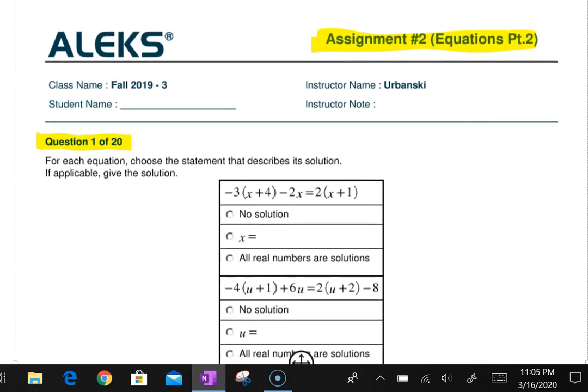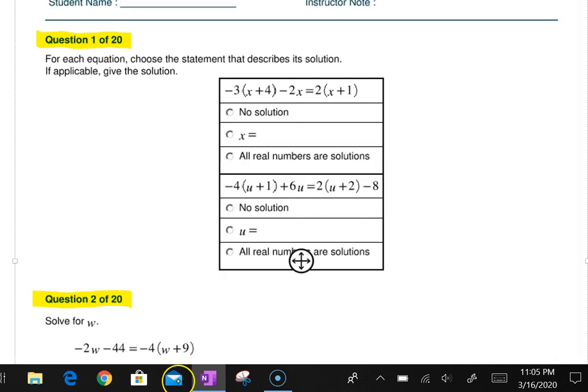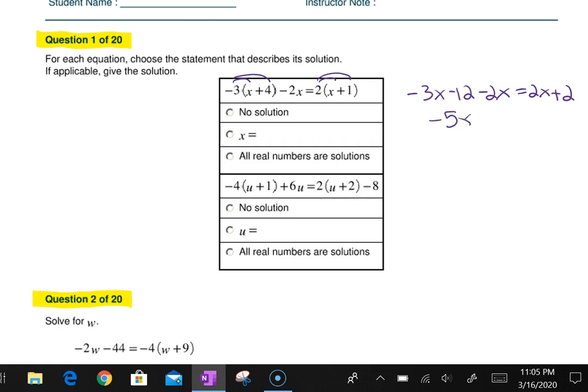Okay, here are some notes just to help you out with assignment number 2. So I'm going to take my equation here, and I'm going to go ahead and distribute negative 3x minus 12, and then I'm going to subtract the 2x, and then over here I'm going to distribute again, 2x plus 2. So now I'm going to combine my like terms on the left side. Negative 3x and negative 2x make negative 5x, and then I still have minus 12. That equals 2x plus 12.